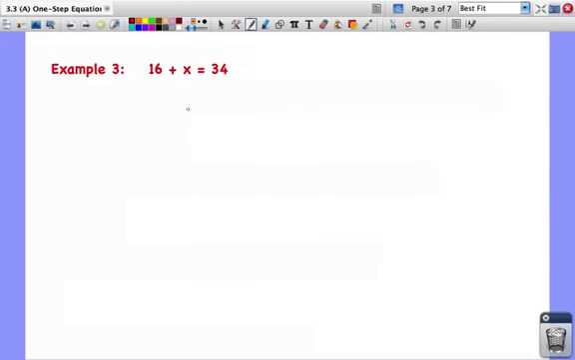Let's look at another problem here. Let's change my color and go with blue. 16 plus x equals 34. Again, I want to get x by itself right here.